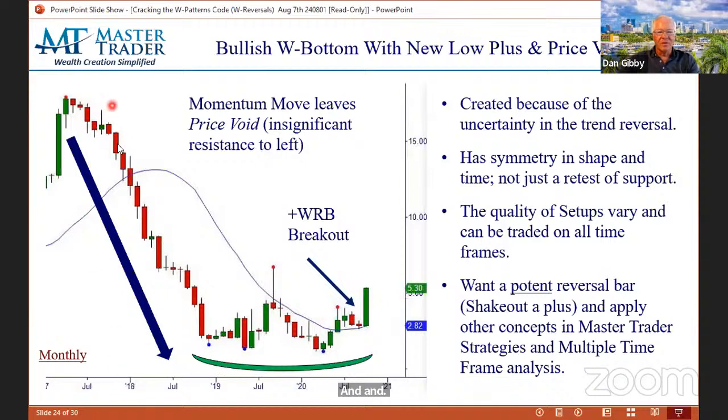Monthly chart, momentum move, sloppy attempt to get off the ground, new low plus, made a new low, snapped right back, came in. I'm buying over the high of this little red bar right here. See? Void. This thing, my target might be 10 bucks. I don't know. I don't know what my target is. I have a monster void.